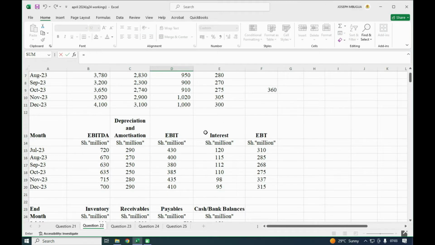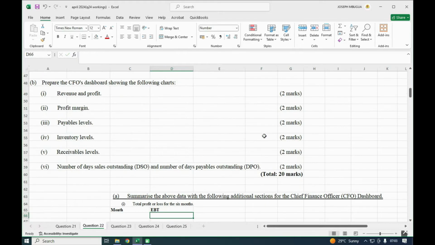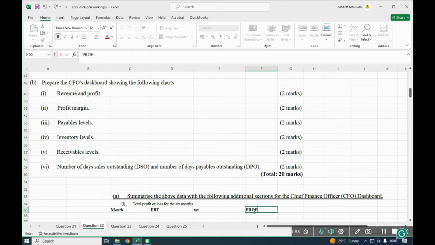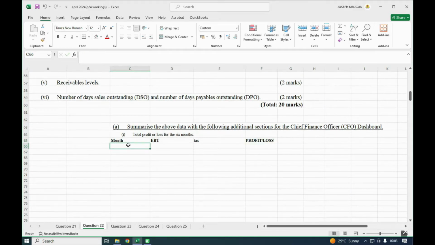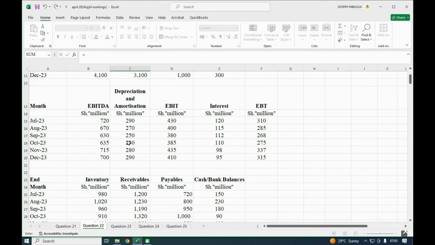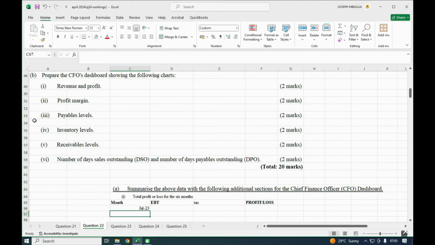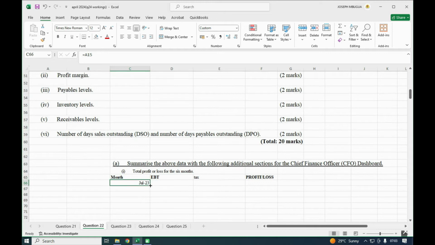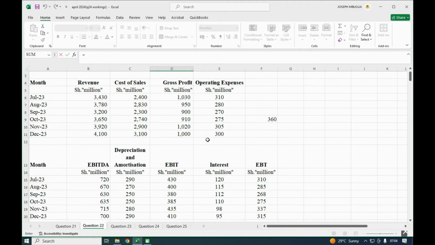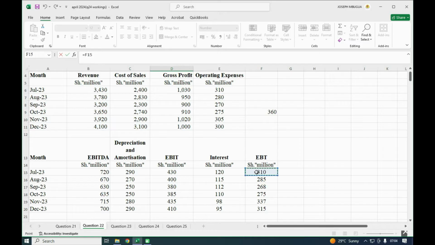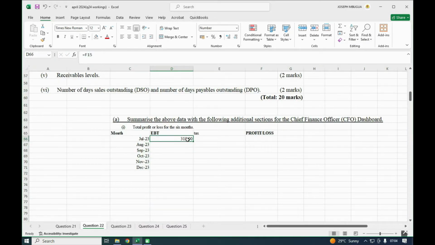So I'll have my earnings. We have what you call earnings before tax. Then I will tax this. Then I have my profit or loss. So we have the month. Now month starts from July, month of July to December. Then our earnings before tax. And remember they are shillings in million.